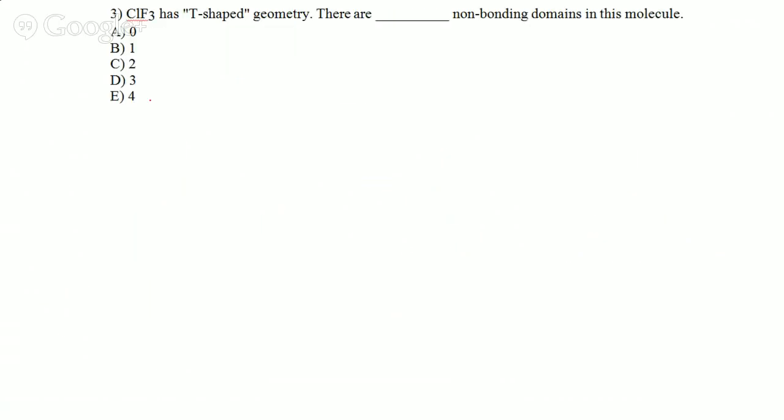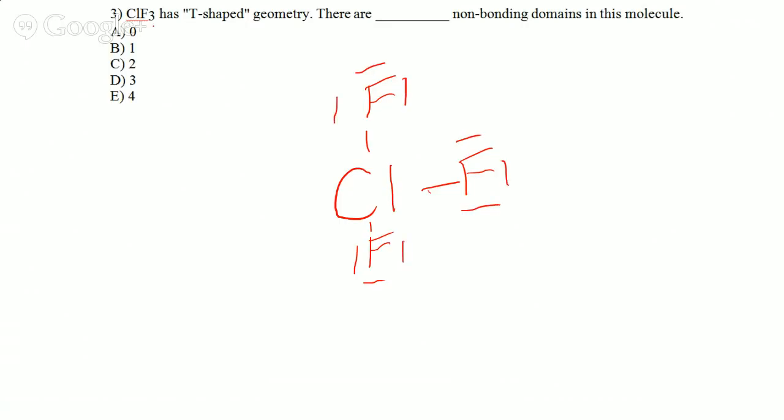3. ClF3 is T-shaped geometry. There are blank non-bonding domains in this molecule. All right, well, easiest thing to do would be to draw the Lewis structure. So we put Cl in the middle, F, F, F, complete the octets. And now I've used 24 electrons, but let's see, I should have 28 valence electrons. So I need to put the other ones on that central atom.